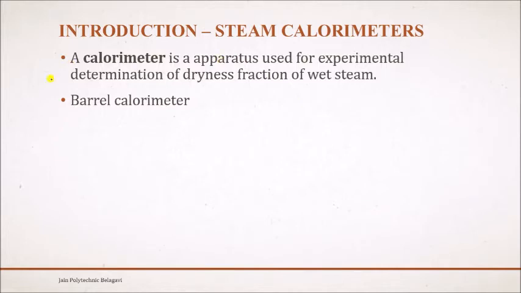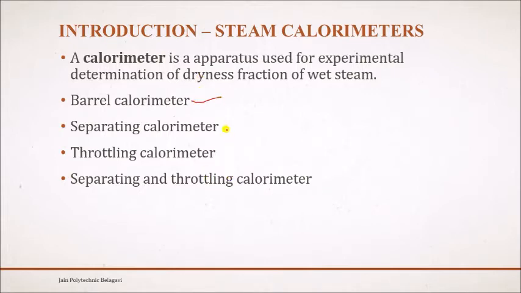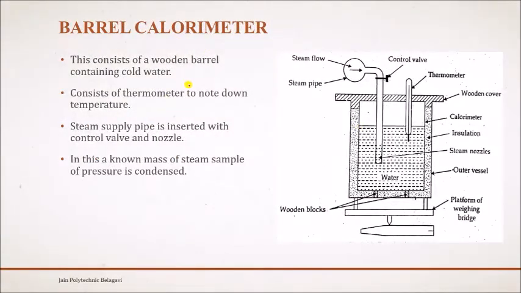In this chapter we will be studying four types: barrel calorimeter, separating calorimeter, throttling calorimeter and combined separating and throttling calorimeter. In this particular video we will be studying only the barrel calorimeter and separating calorimeter. So let's go through the first one, that is the barrel calorimeter.